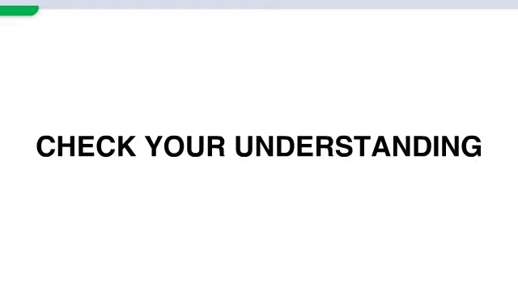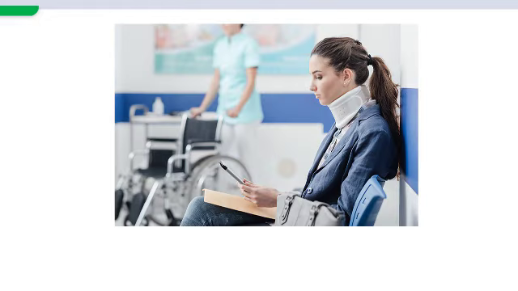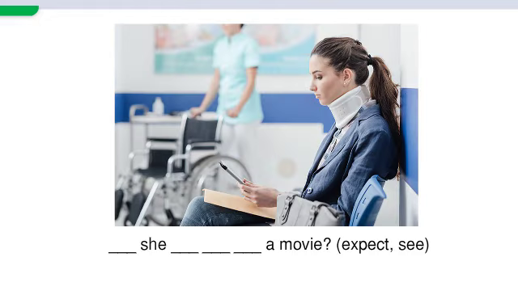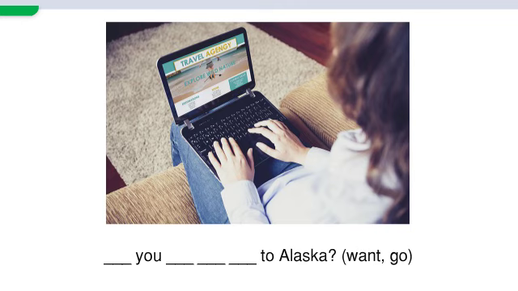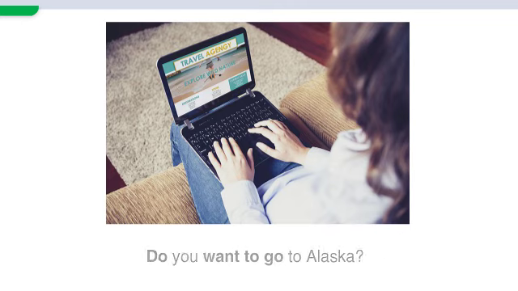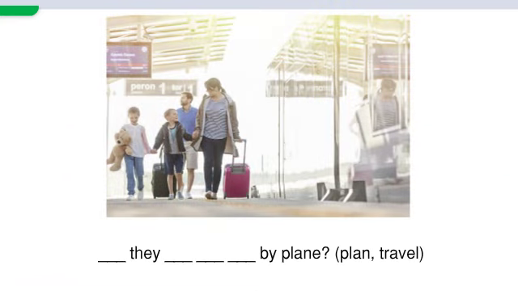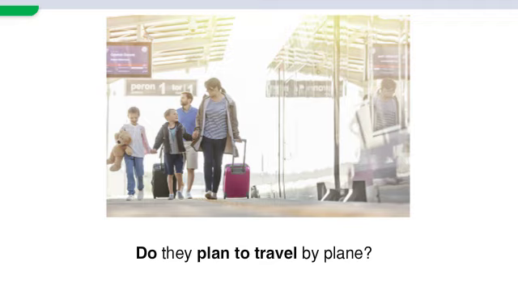Check your understanding. Look at the picture. Complete the question. Use the verbs in parentheses. Does she expect to see a movie? Do you want to go to Alaska? Do they plan to travel by plane?